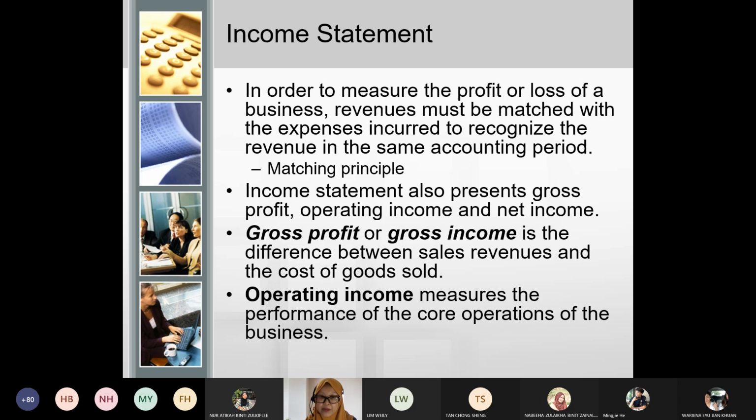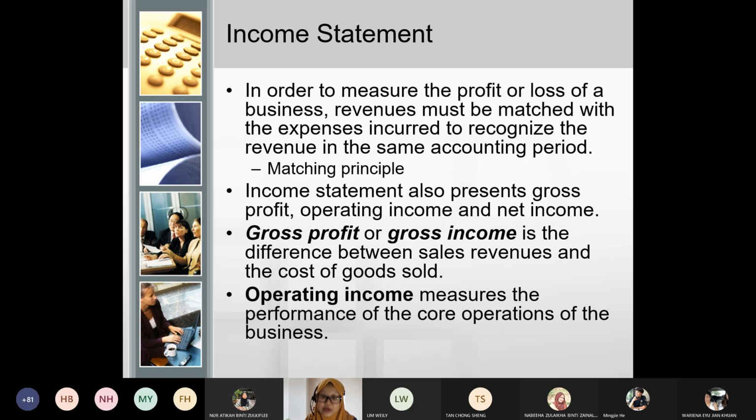What is gross profit? Gross profit is also known as gross income. This is the difference between sales revenue and cost of goods sold, which is sales minus cost of goods sold. And what is cost of goods sold? Cost of goods sold is the purchases plus beginning inventory, and then you minus any closing inventory. So that will be the cost of goods sold.